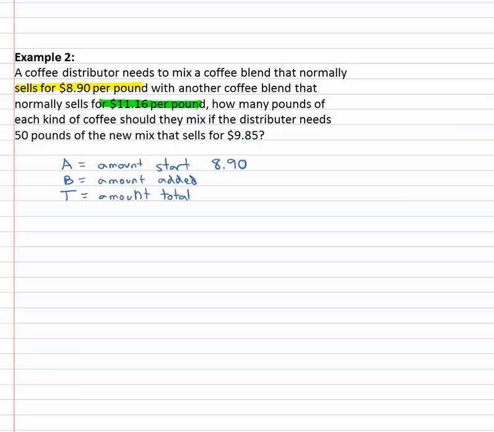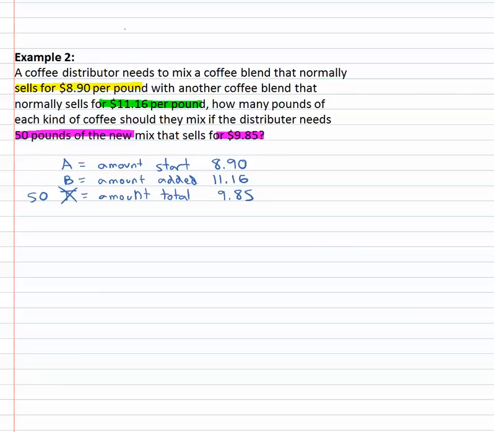Then we've got this other stuff that's $11.16 a pound. What's that? That's the amount that's mixed in. That's the amount that's added to it. So the price on that is $11.16. And then finally we end up with 50 pounds selling for $9.85. We know the total amount is 50 pounds and it sells for $9.85.